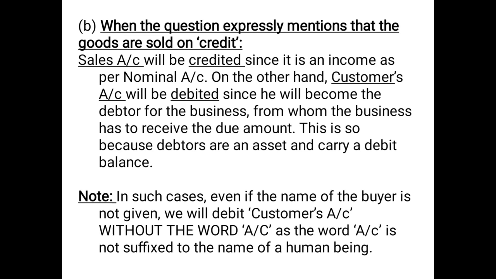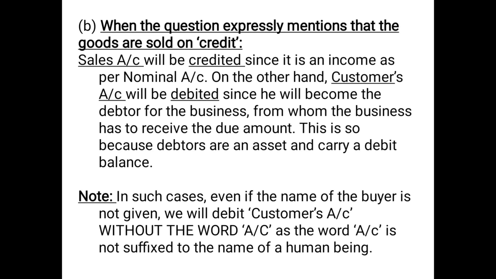Now what will we debit? Is this sale in cash? No. That means cash is not coming in, so that's why we cannot debit cash. So what is happening? These goods are sold on credit. That means the business is not receiving the money immediately, but it will receive the money later on. Now what will happen? The customer in this case has become a debtor for the business.